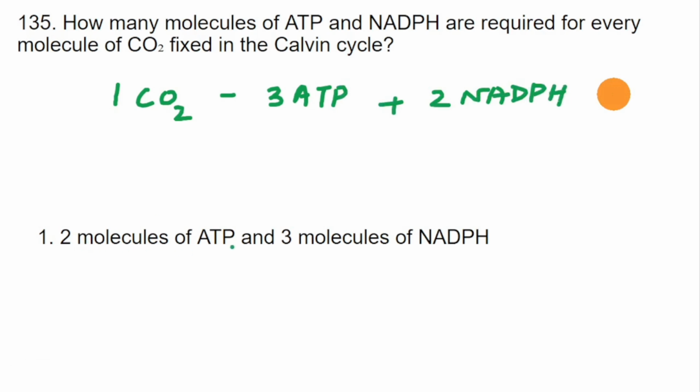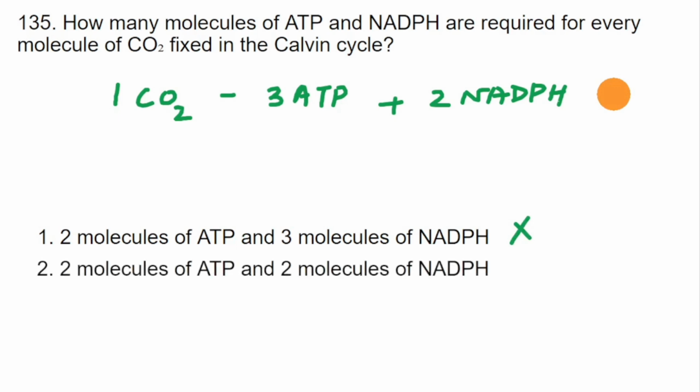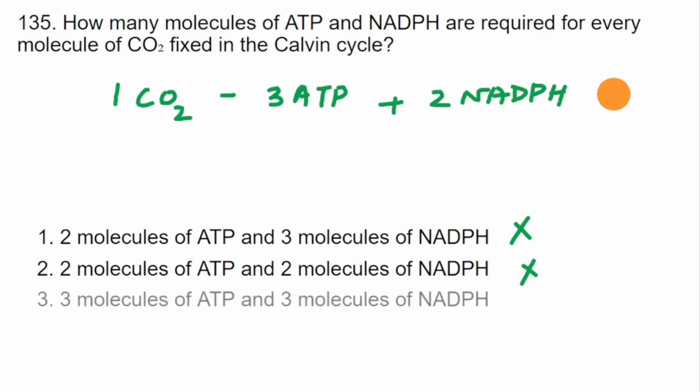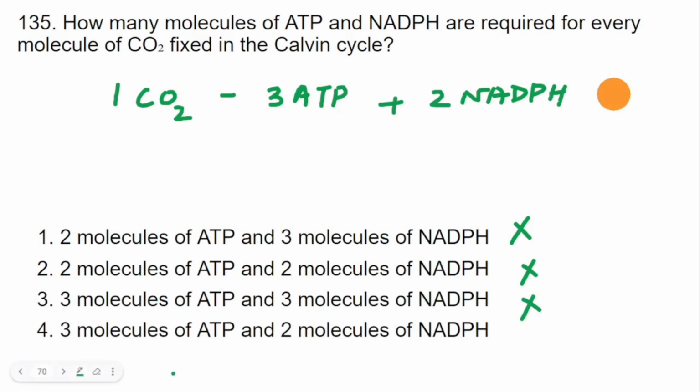So 2 molecules of ATP, 3 molecules of NADPH, no. 2 molecules of ATP, 2 molecules of NADPH, no. 3 and 3, again no. So last one is 3 molecules of ATP, this is correct, and 2 molecules of NADPH. For every molecule of CO2, that means 1 molecule of CO2. So the right answer is option number 4.